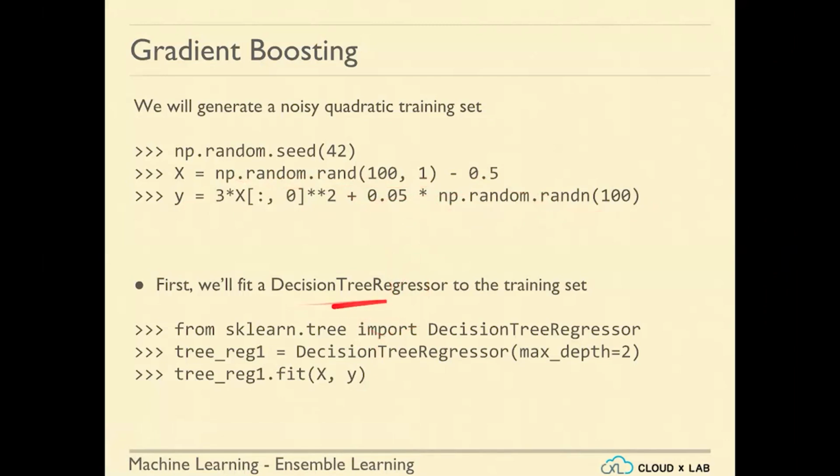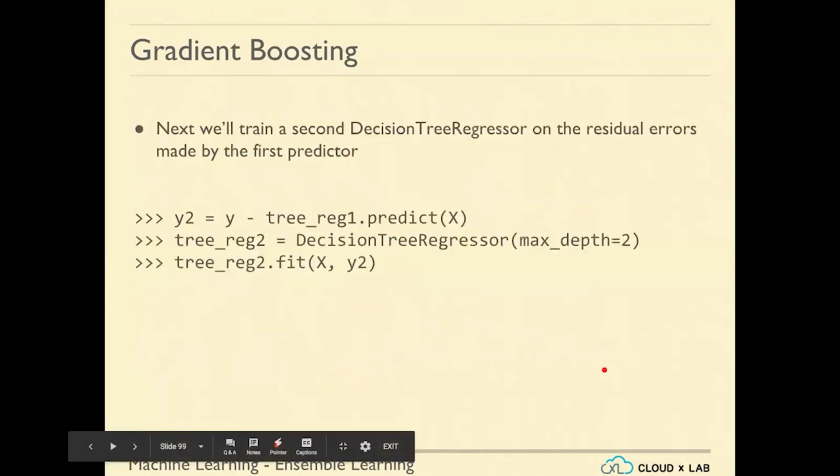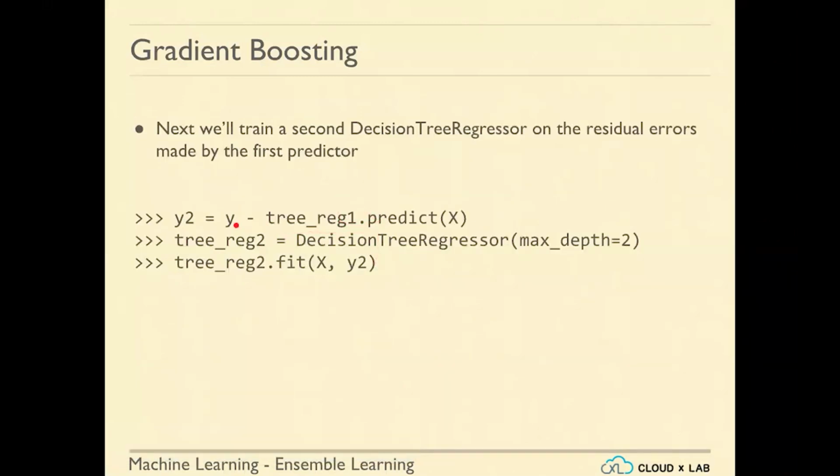Now, here, the first decision tree regressor did not do anything much. It was just trained with the depth of 2, and then we did the predictions using this. We subtracted the actual prediction from the newly predicted values. Now we got this residual error.